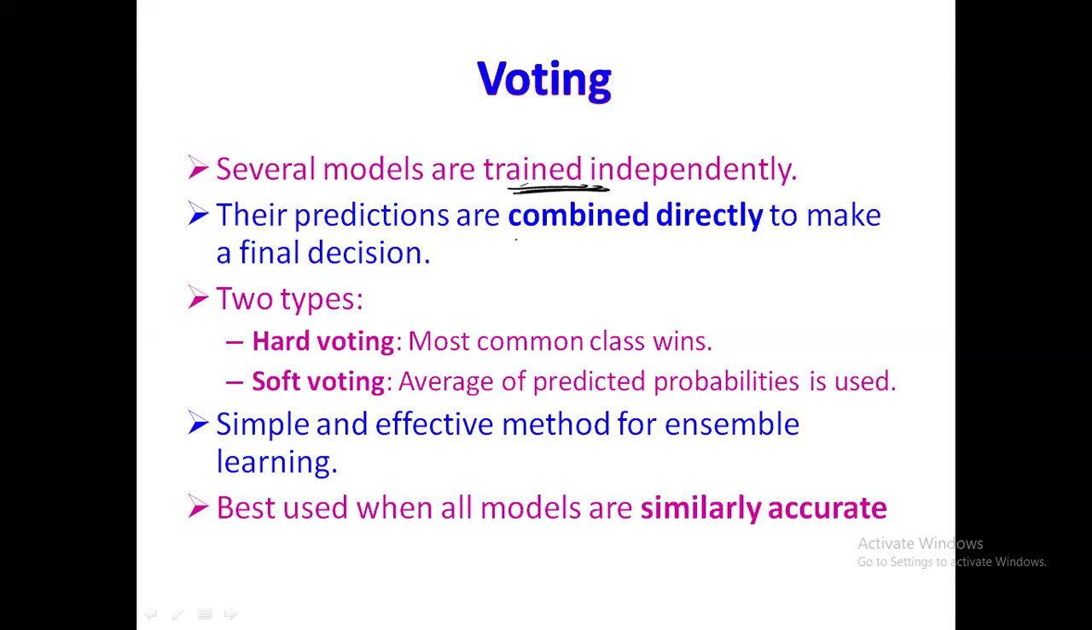There are two main types of voting. The first type is hard voting, where the most common class prediction is chosen. The second type is soft voting, where the average predicted probability is used to determine the final output. This method is simple yet effective, especially when all participating models perform reasonably well. Voting is commonly used in scenarios where model diversity enhances predictive performance without complex training dependencies.